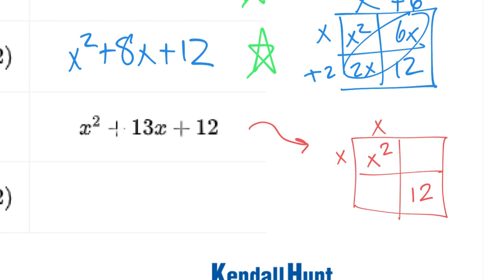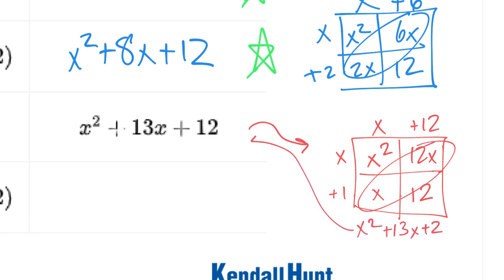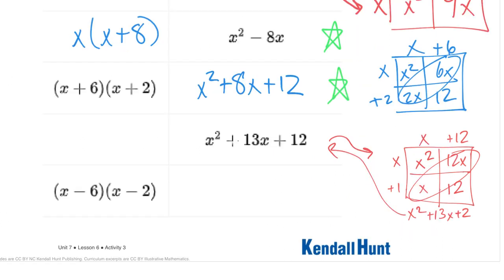Let's say, for example, I try plus 3 plus 4, and I do 3x, 4x, and I see right here that that does not add up to my 13x. So I try something else. I try x plus 12 times x plus 1, and I'm going to have 12x and 1x, and this will add up to 13x. I rewrite this just to make sure that it is the same as what I need right there. So in factored form, this is x plus 12 times x plus 1.